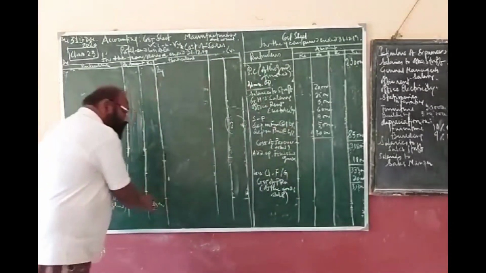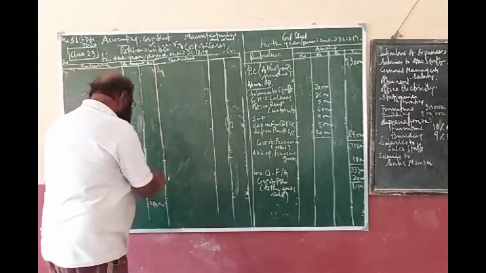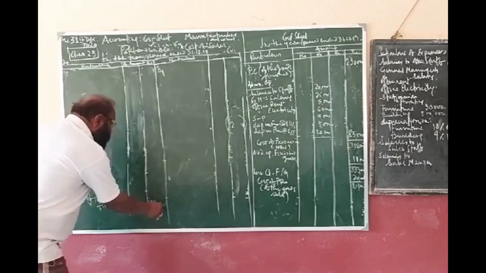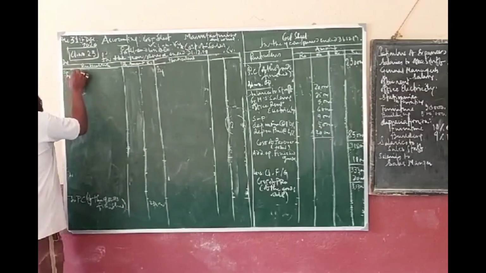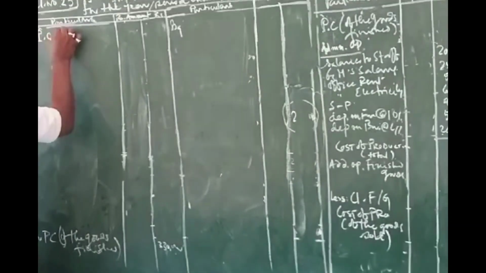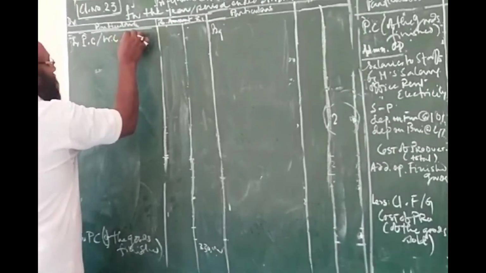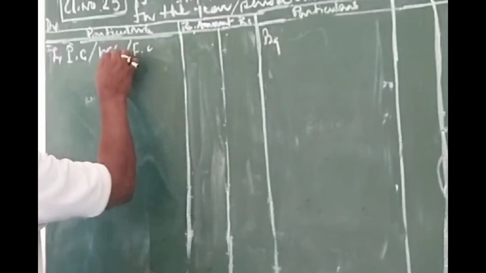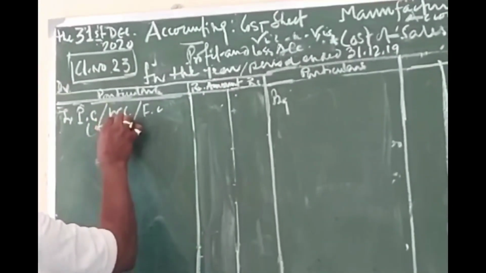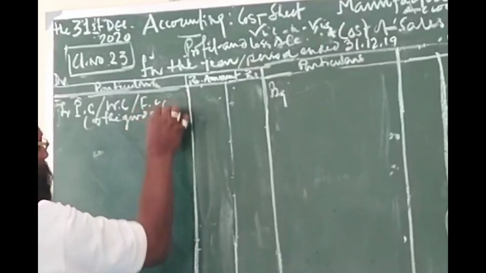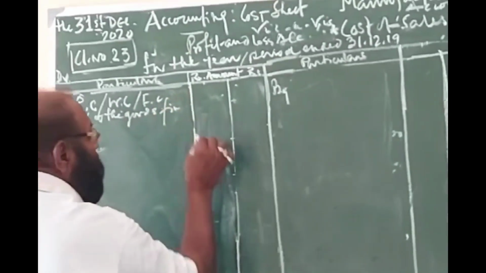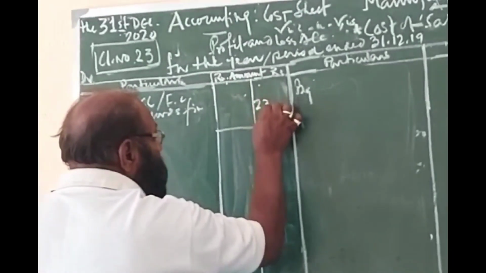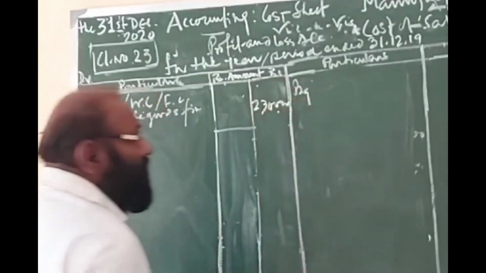So here, if you want to develop your profit and loss account from the manufacturing account, then we have got this one: the production cost of the goods finished, production cost or works cost or factory cost of the goods finished. Here, 2,30,000.